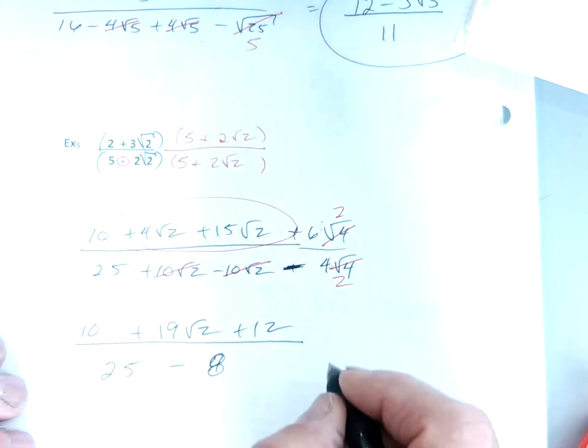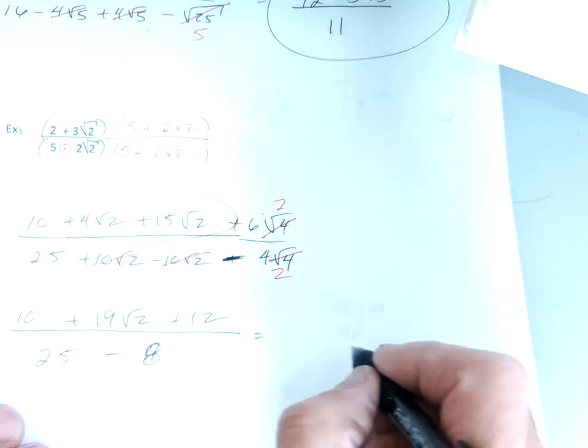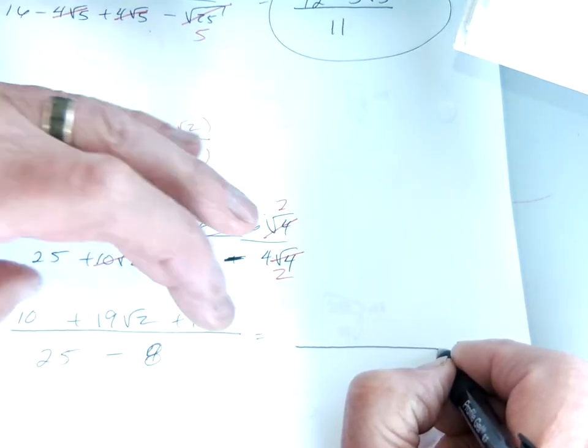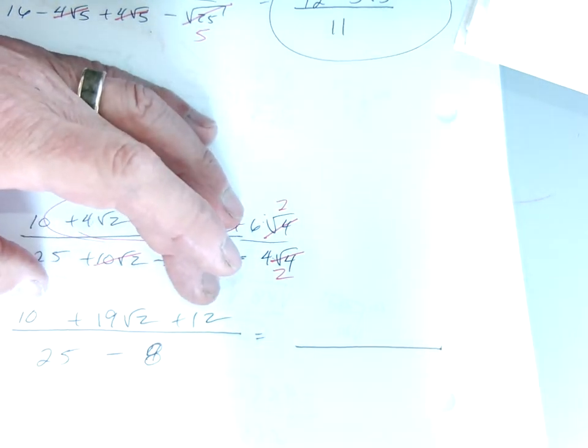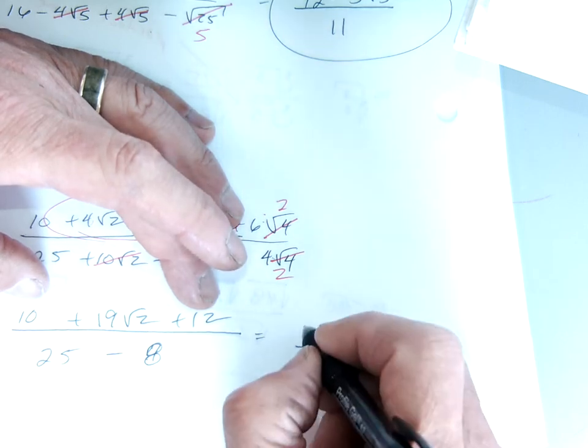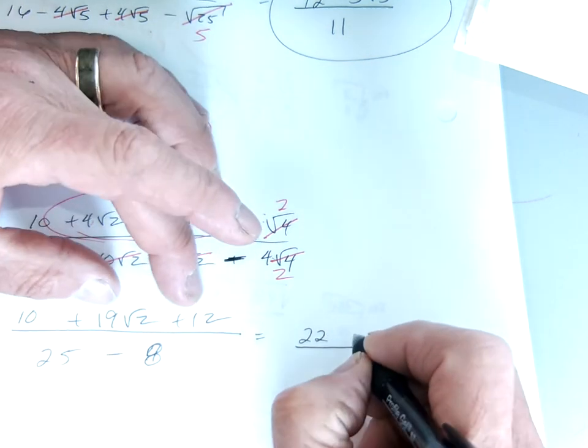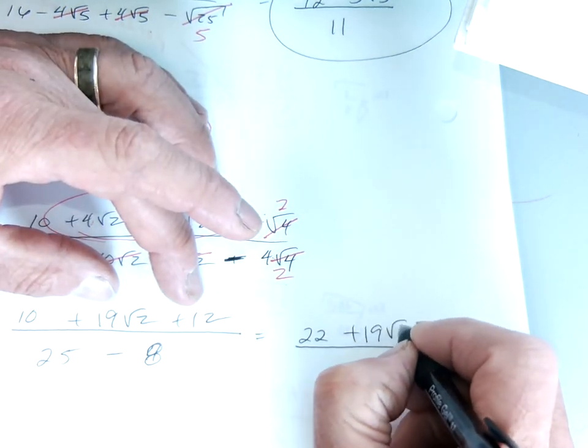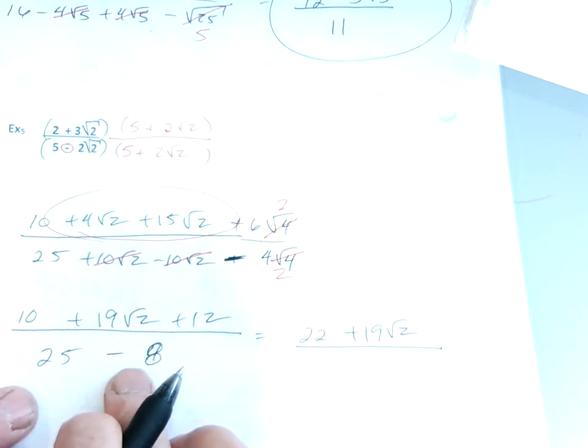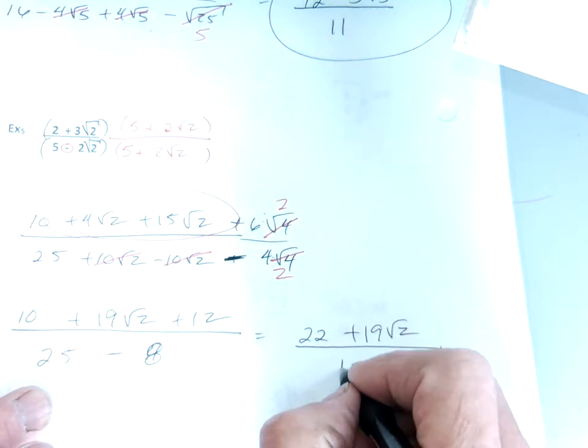Okay, last step. Let's get this to look decent. These are whole numbers. These are whole numbers. 10 plus 12 is 22. Plus 19 square root of 2. 25 minus 8 should be 17.